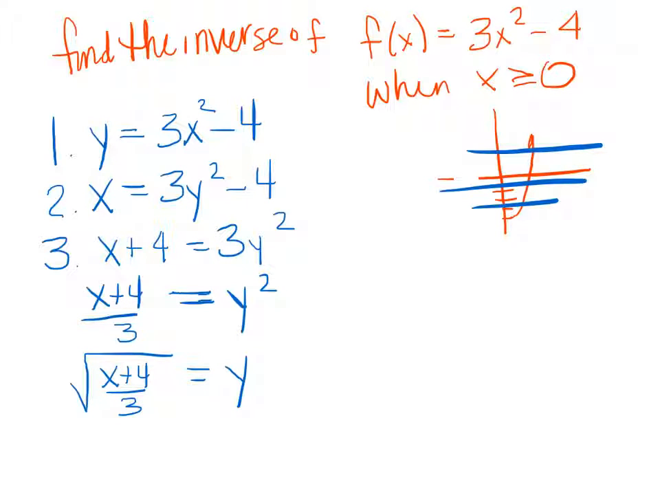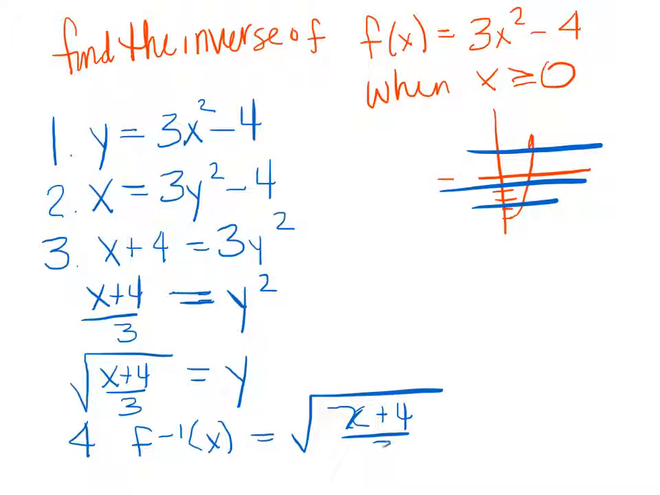And there's where you see, I'm taking the square root of both sides. I usually would put a plus or minus, but I don't have to now because I'm only dealing with these positive guys, okay? So, okay, let's see here. Step 4, f inverse of x is equal to the square root of x plus 4 over 3. And I got it. Good job. I'll see you in class.